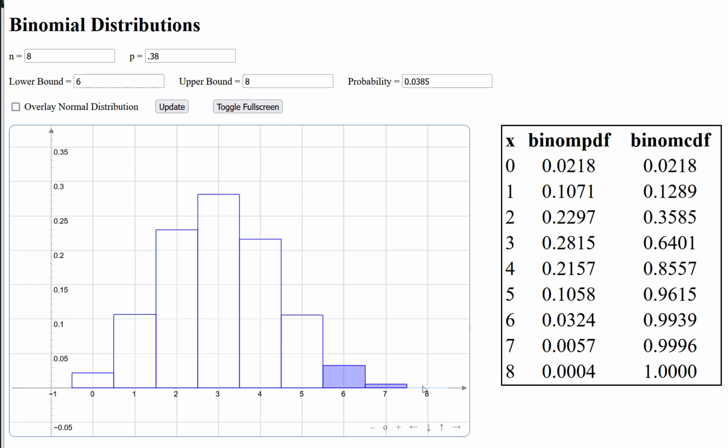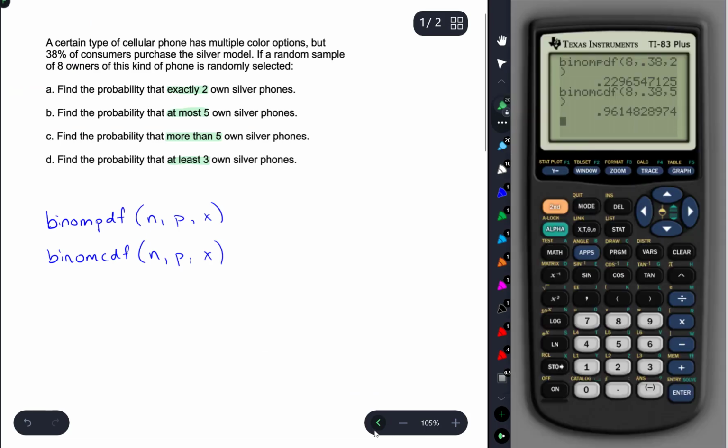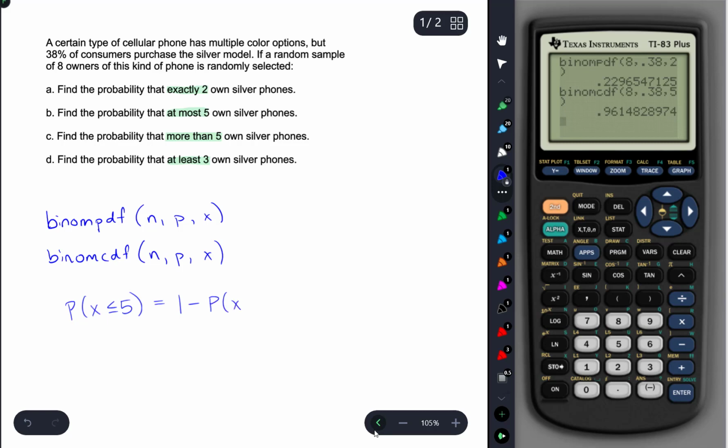So if I wanted to count 6, 7, and 8 for me, it's not going to do that as is. However, what I can do is use a complement, because what happens is I can say that the probability that x is less than or equal to 5 is going to be the same thing as 1 minus the probability that x is greater than 6. All right, and that might take a minute to settle with you, but here's what's happening.